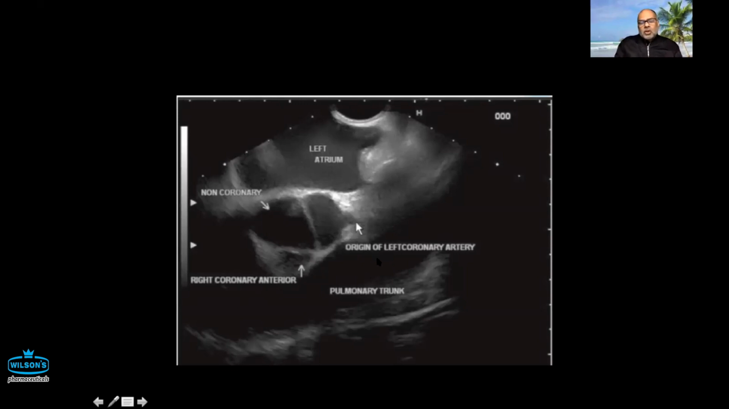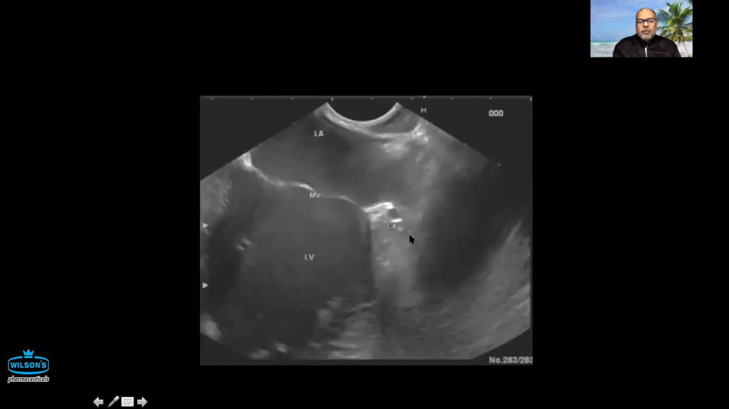So this is just slight clockwise rotation, and you will get this image, but you have to do it slowly and deliberately. So this is now rotating to leftwards. So you can see this left atrium, and you have the mitral valve and the left ventricle here.